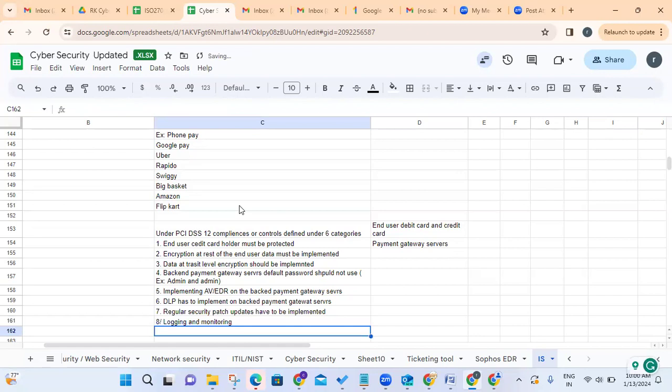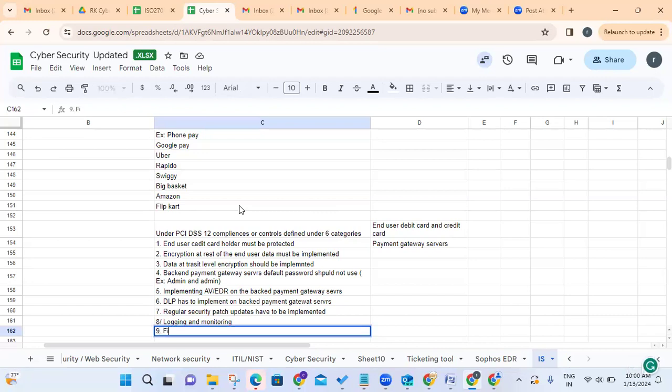Whatever applications we are doing the transactions through debit card and credit card, that application logs, and also whatever backend server logs it is generating, those logs we have to integrate into our SIEM tool. In the SIEM tool, we have to implement a couple of correlation rules or use cases. And finally, whenever any attack occurs, we have to take care of security incident investigation and forensic analysis. So logging and monitoring also have to be implemented.